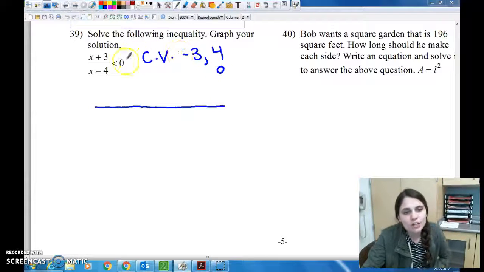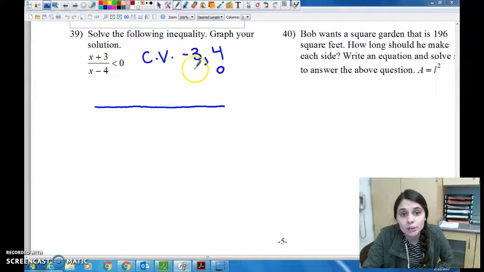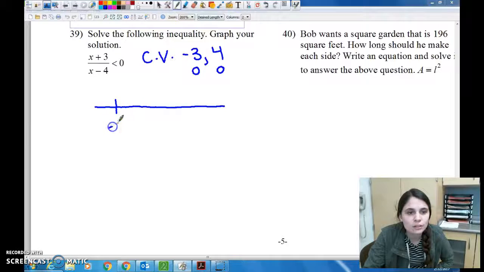And then whichever critical value comes from the top depends on this sign. If it's just less than or greater than, like this one is, that's a not included sign, so it would be an open circle. But if this had an equal to with it, then this would be a closed circle. So I'm going to go ahead and graph those on my number line. I have an open circle at -3 and an open circle at 4.